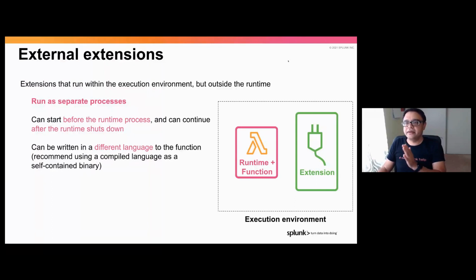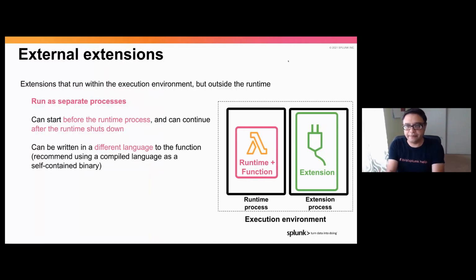But there are external extensions and internal extensions. The external extensions run as an independent process. It is separate from the runtime within the execution environment. You can see the process boundaries here. It can start before the runtime process and continues to run after the function invoke is fully processed. Because external extensions run as their own processes, you can write them in a different language than the language that you're writing your function in. And it is best done as a self-contained compiled library.